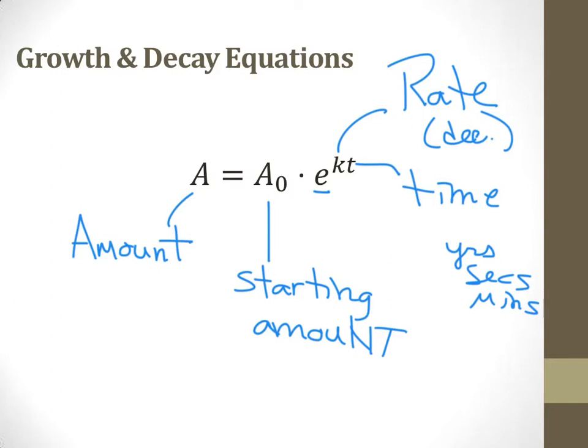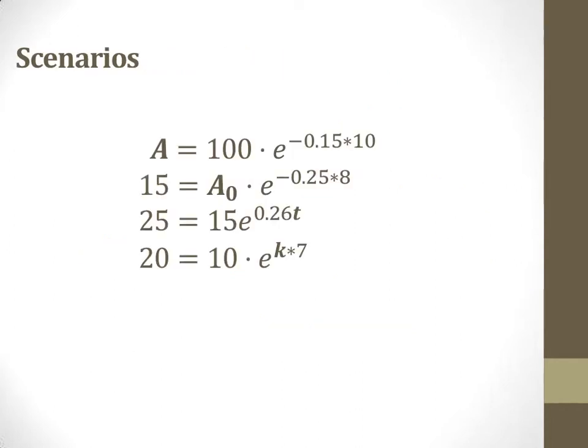So we've got 4 different scenarios where just this one or this one or this one or this one is missing. Let's go through examples of each of those 4 and how you would solve those. Here they are with numbers in them as sample scenarios. The first one here is missing the amount that you have after 10 units of time given this decay rate and a starting population of 100.